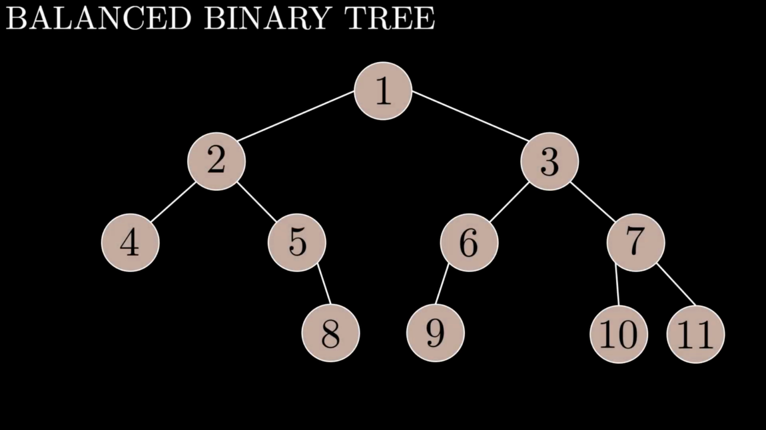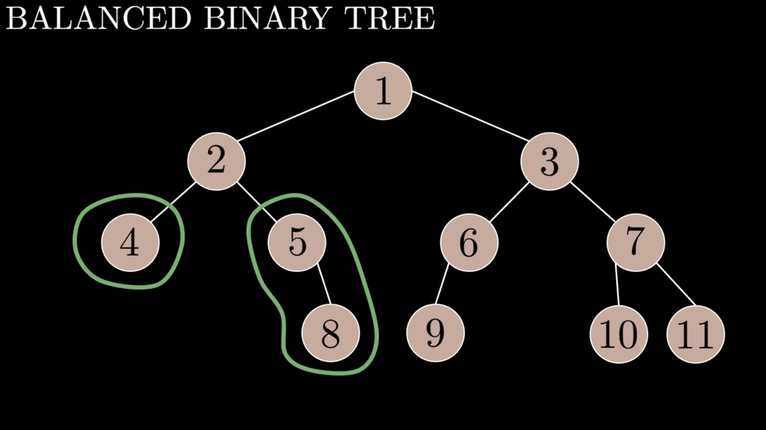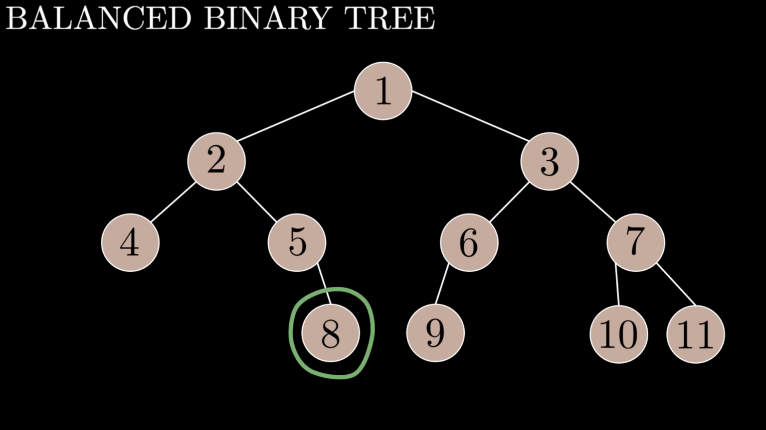A balanced binary tree is one where the left and right subtrees of every node differ in height by at most 1. In this example, the left and right subtrees of node 1 both have a height of 2. A single node has height 0, so the left subtree of node 2 has height 0, and the right subtree has height 1. The left subtree of node 5 is null. The height of a null tree is sometimes taken to be 0, but more often the convention is that a null tree has height -1, and a single node has height 0, so the subtrees of node 5 are balanced.